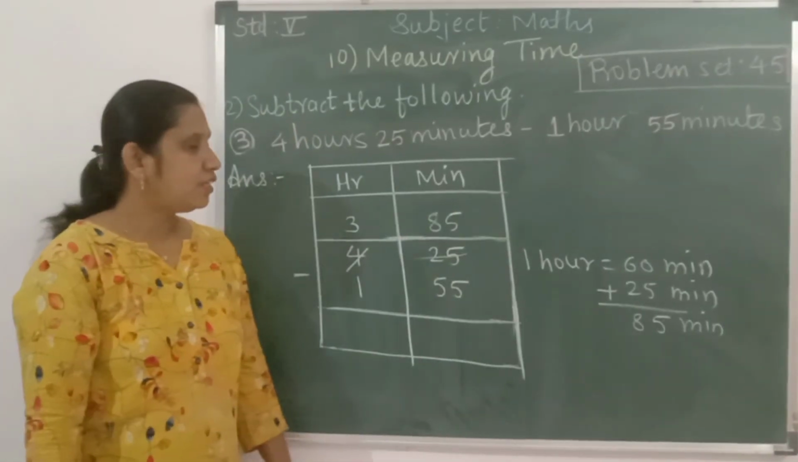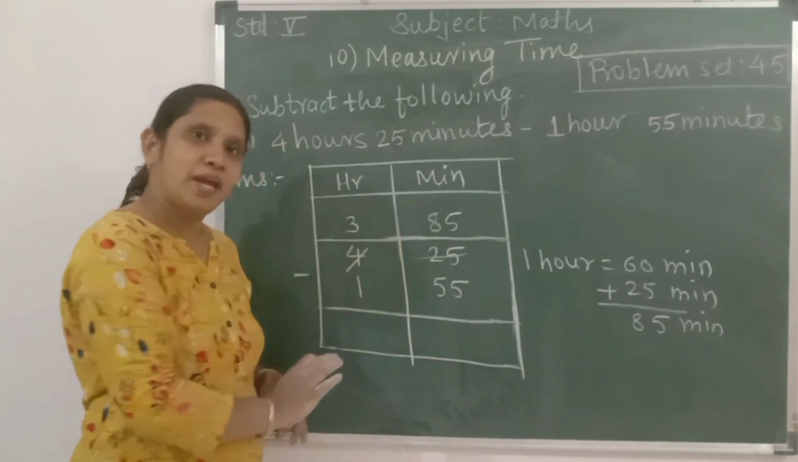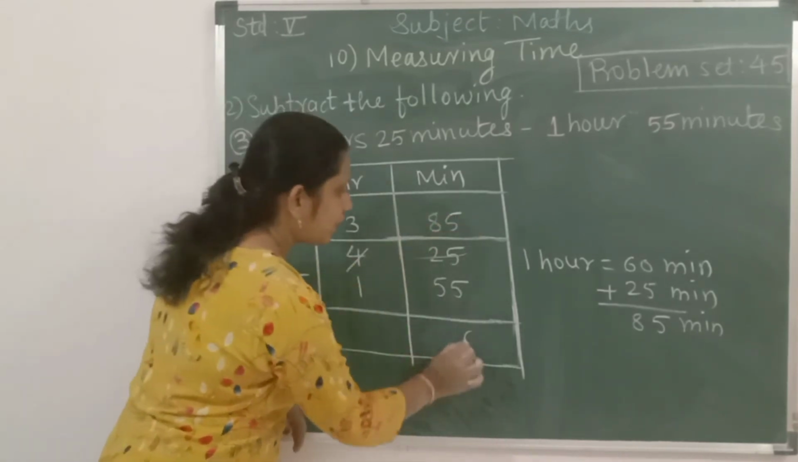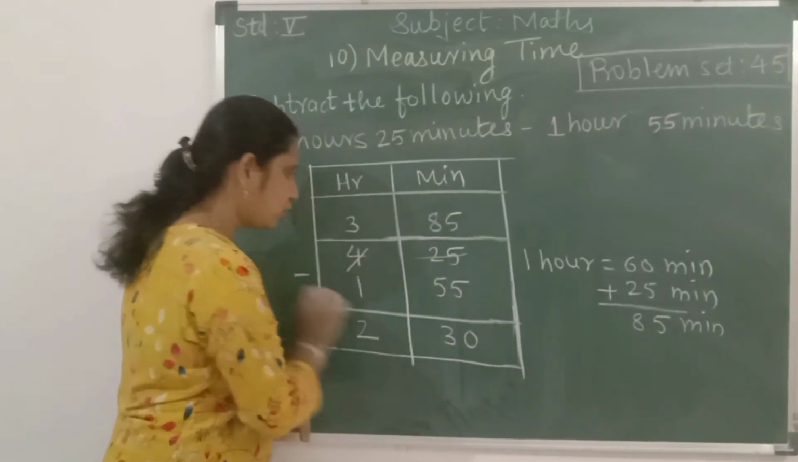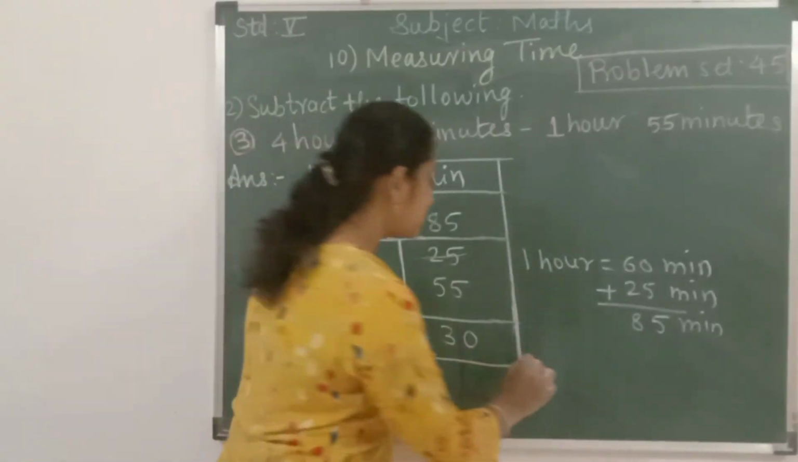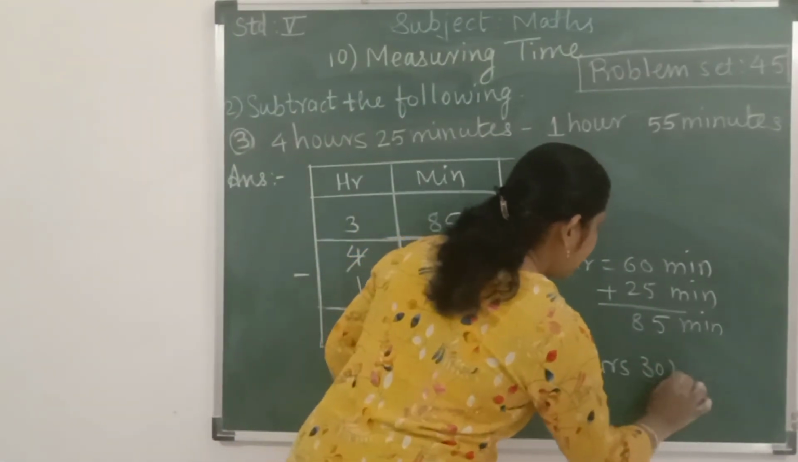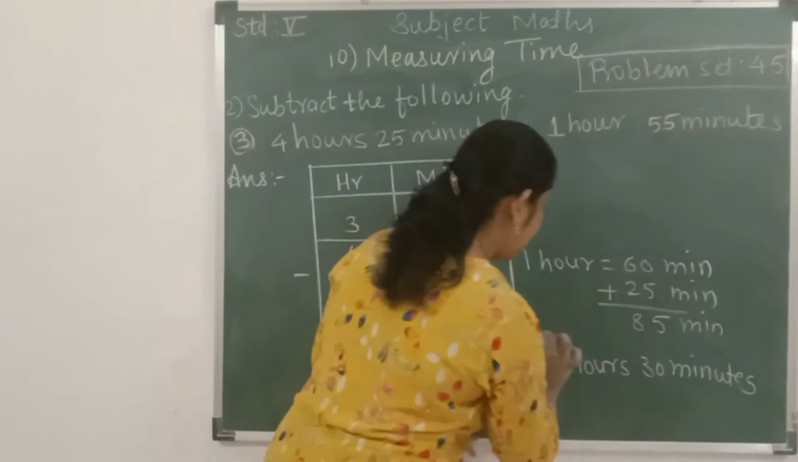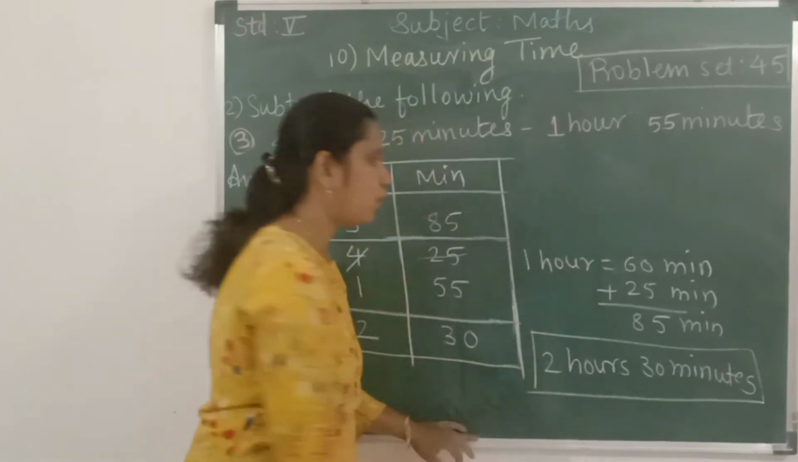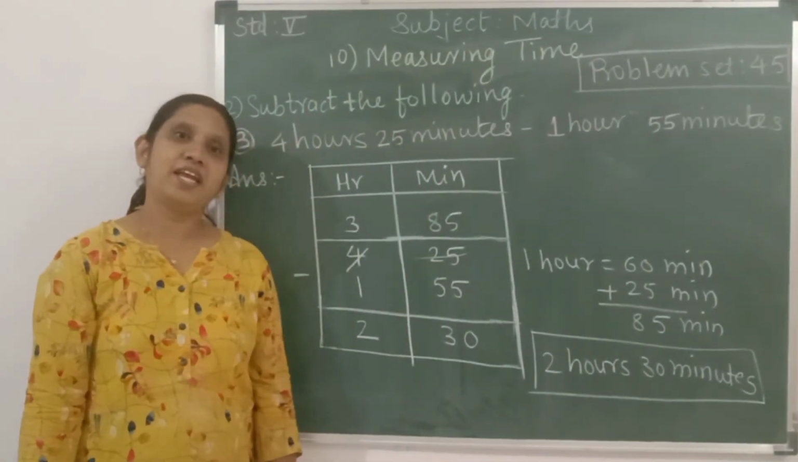85 minutes. Now it's very easy to subtract 55 from 85. 5 minus 5, 0. 8 minus 5, 3. 3 minus 1, 2. So what is our final answer? 2 hours 30 minutes. Let us write it in the square box. So this is how we have completed example number 3 also.